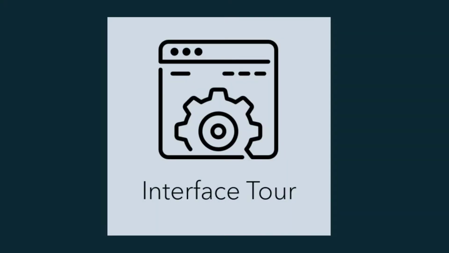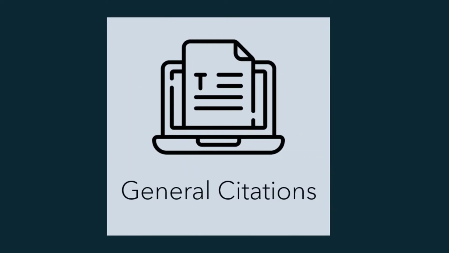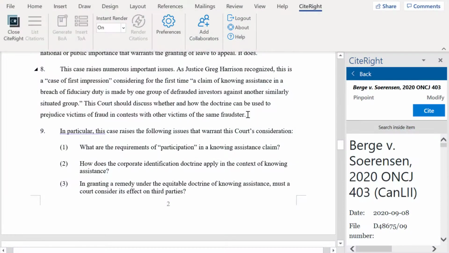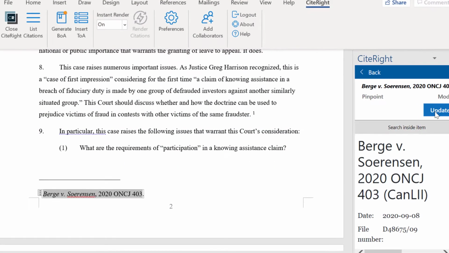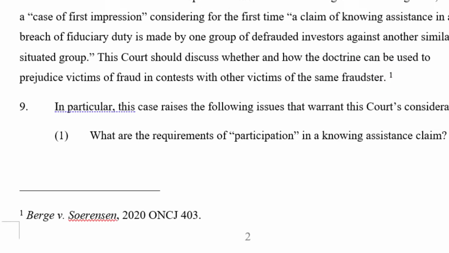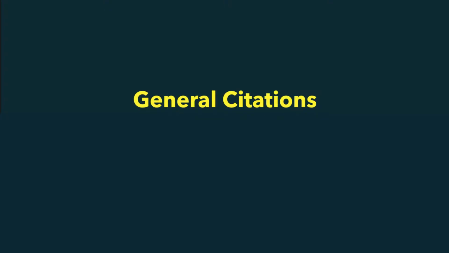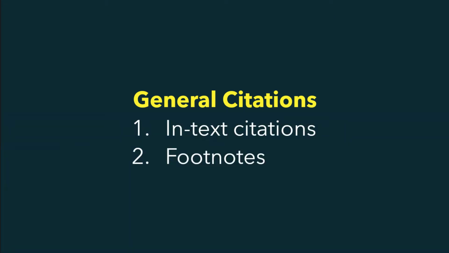There are a few ways to cite this case using CiteRight. The first is to cite it generally, without a pinpoint to a paragraph. Click the Cite button. Wherever your cursor is in the main document is where the reference will go. Notice how CiteRight formats the case according to the McGill guide. You also have the option of generating in-text citations or citations in the footnote.